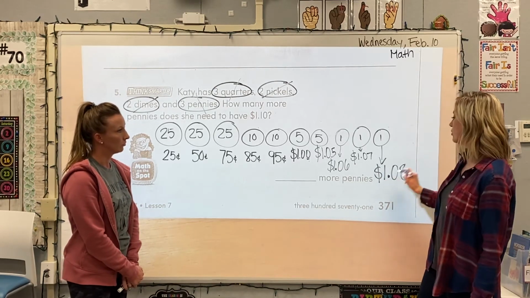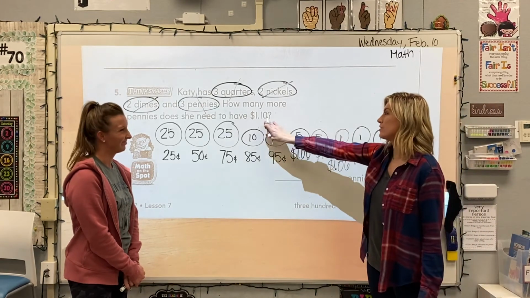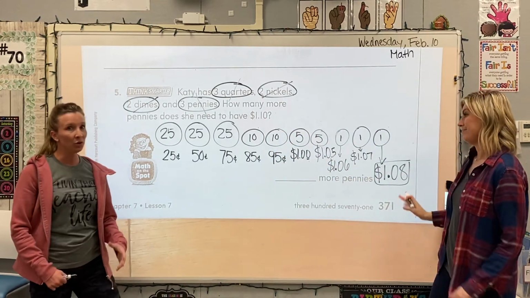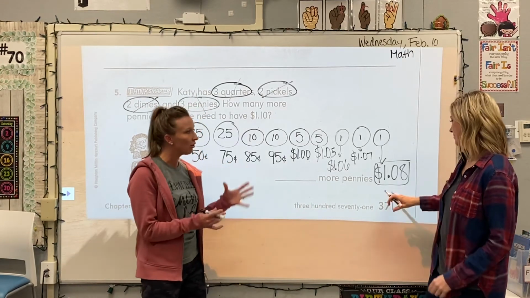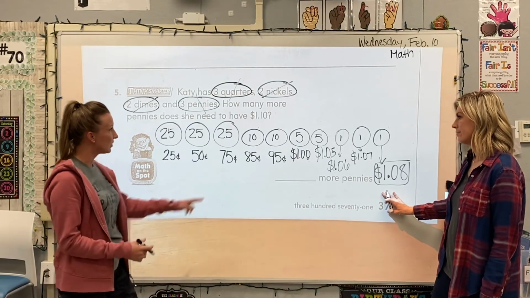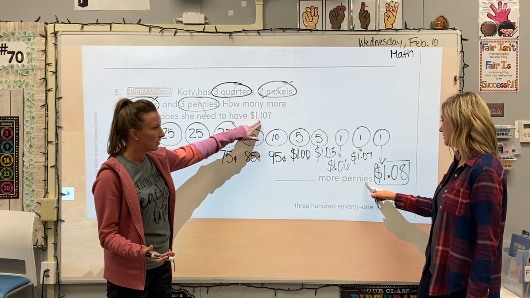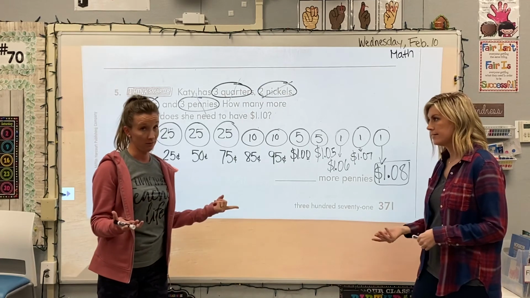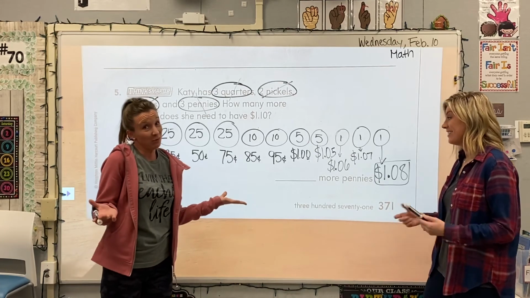So here's the total that we have right now, but we're not done because they want us to figure out how much we would need to add to get to $1.10. Exactly. So you don't want to write $1.08 more pennies on the line. That doesn't answer the question. That's only the first part of our problem. All right. Well, if we have $1.08, we just want to get to $1.10. And we know we only need to add pennies. So if we added 1 more penny, what would we get to? $1.09. Okay. And if we added 2 pennies, what would we get to? $1.10. Sounds like we just found our answer.